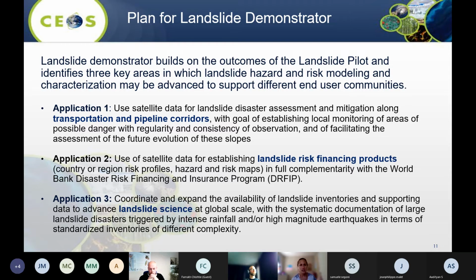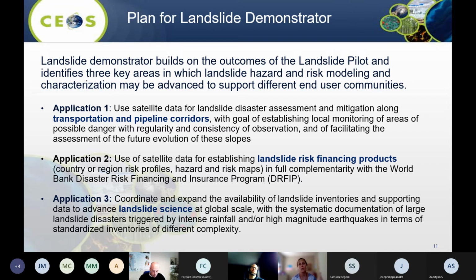The first application is to look at how landslide disaster assessment can be conducted along transportation and pipeline corridors. So looking at slow moving and rapid moving landslides to assess danger to where deformation may impact these types of key infrastructures. The second is using satellite data to support disaster landslide risk financing. We have a project that was funded by the World Bank. It's pretty much wrapped up by now, looking at Morocco, to give a demonstration of how we can use different satellite products and models and socioeconomic data to really get at a potential for disaster risk financing, landslide risk financing.